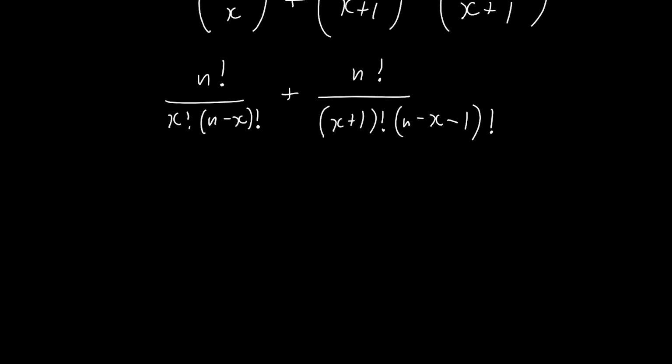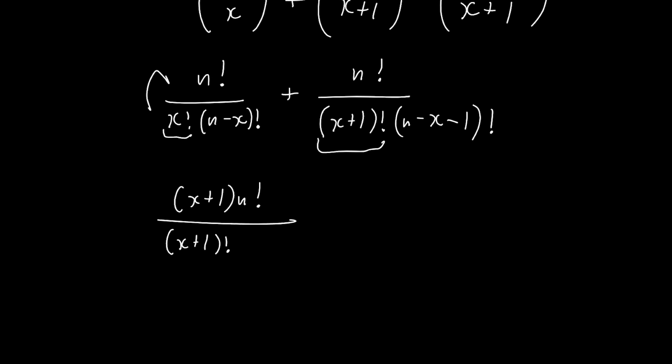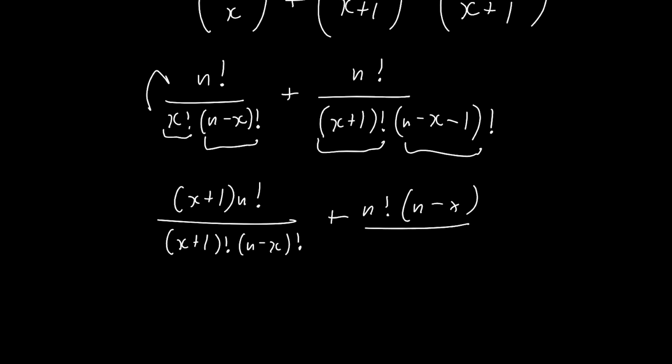So we see we have an x plus 1 factorial here, but we have only x factorial here. So if we multiply the top and bottom of this one by x plus 1, then we will have x plus 1 factorial on the bottom and n minus x factorial on the bottom as well. Similarly for the other side, we have an n minus x factorial here, but n minus x minus 1 factorial here. So we multiply the top and bottom by n minus x. Now we can add these together nicely.